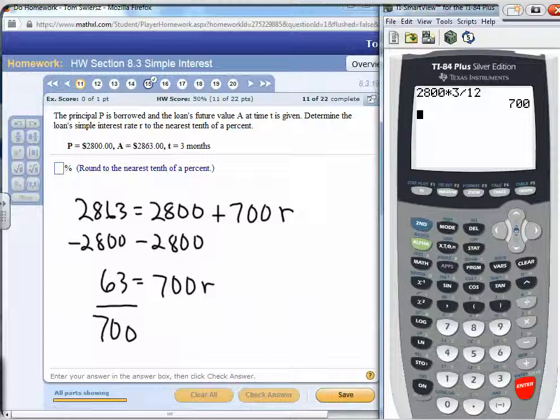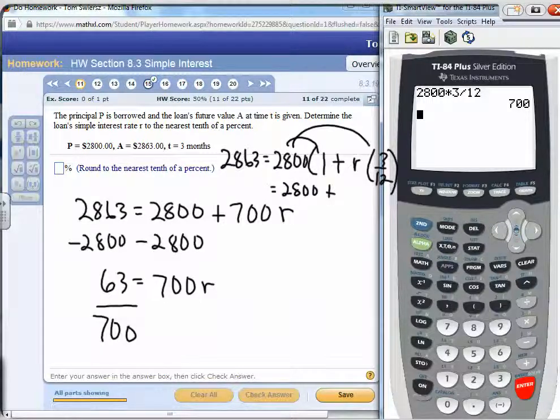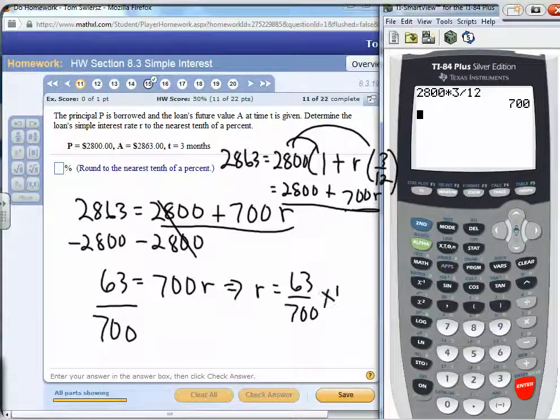Again, previous to this, we had 2,863 equals 2,800 times 1 plus R times T, which is 3/12. And when we distributed the 2,800, we got 2,800 plus 2,800 times 3/12, which is the 700R. That's where I got that right there. So then we subtract 2,800 from both sides to cancel out, and divide by 700. So R is going to equal 63 divided by 700, and then we're going to multiply by 100 to turn it into a percent, or move it 2 places over.